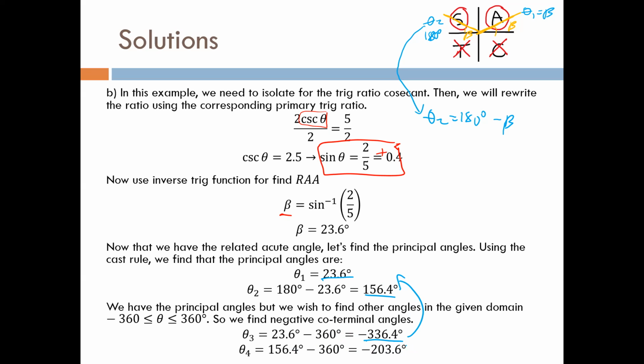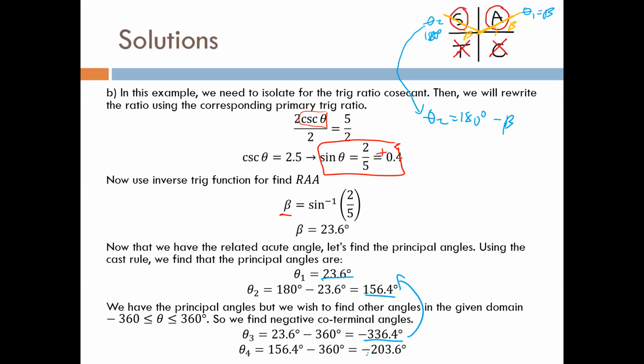And you can always verify if this is correct, and I would definitely recommend that. So if you find the sine of 23.6 degrees, and I take 156.4 and find the sine ratio of that angle, I end up getting approximately 0.4. So this is looking good. And if I take negative 336.4 and find the sine ratio of that, I also end up getting 0.4.